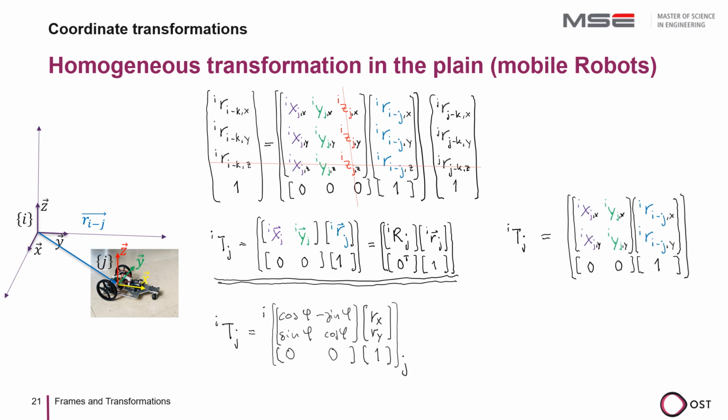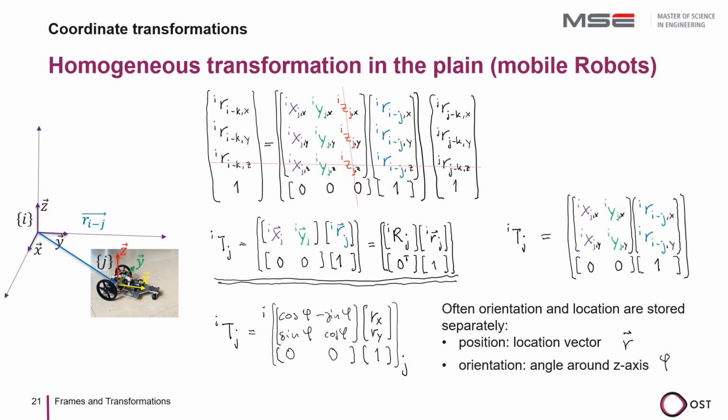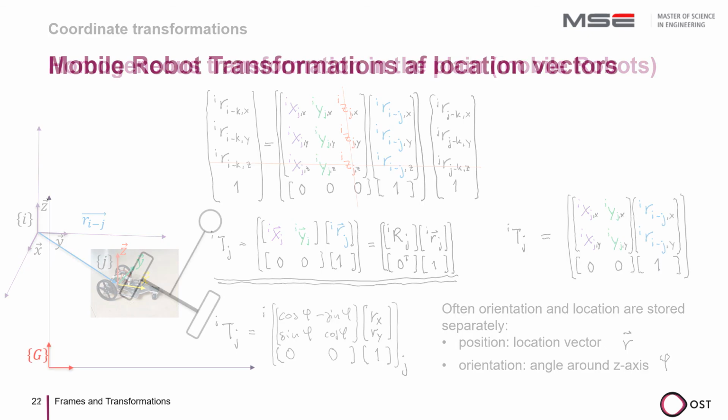Since the robot can only rotate about the z-axis, the rotation matrix reduces to the familiar form: cosine phi, minus sine phi, cosine phi. Often orientation and location are stored separately because they are treated completely differently in the algorithms. The position information is stored as a location vector and the orientation as an angle around the z-axis.